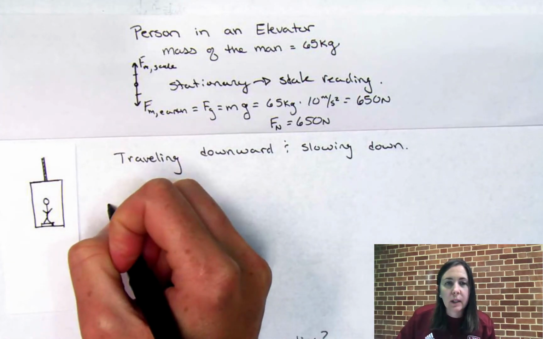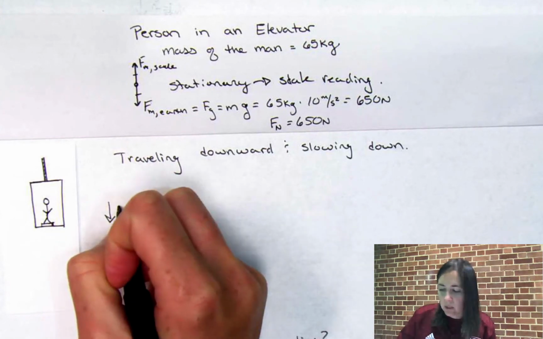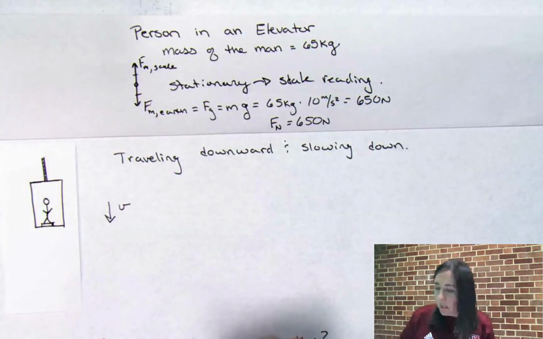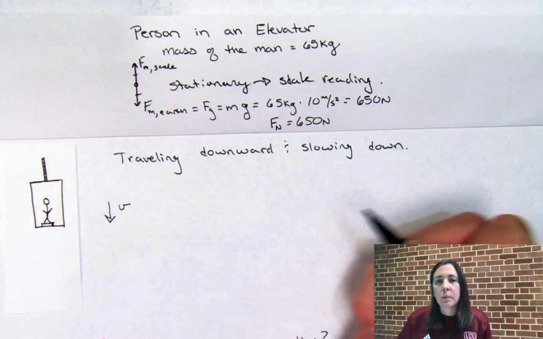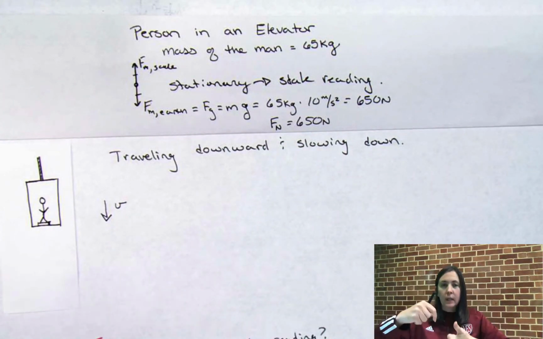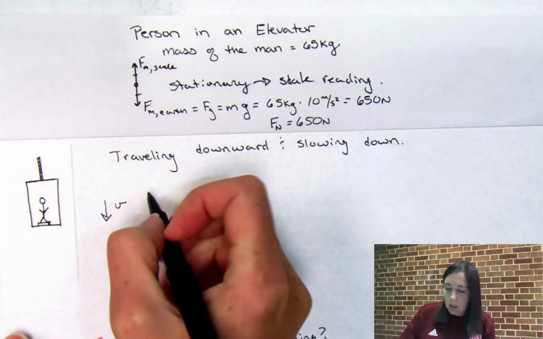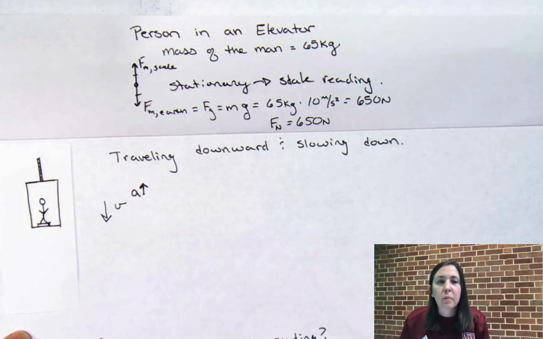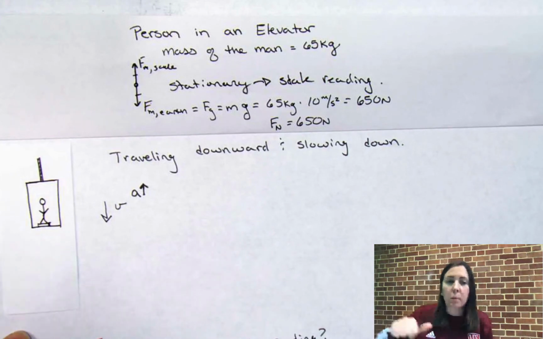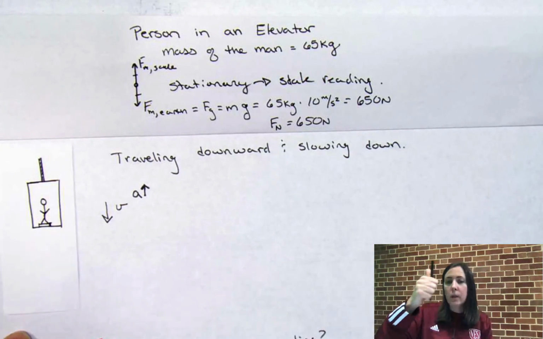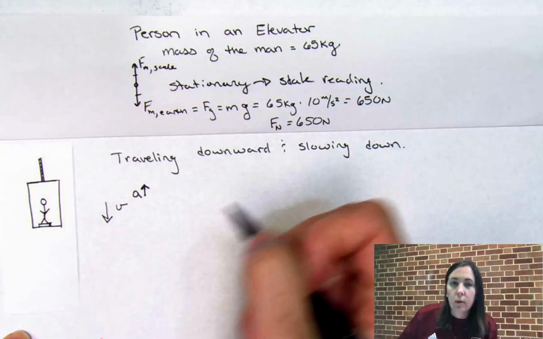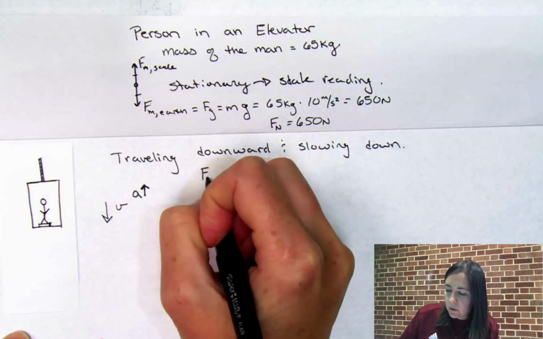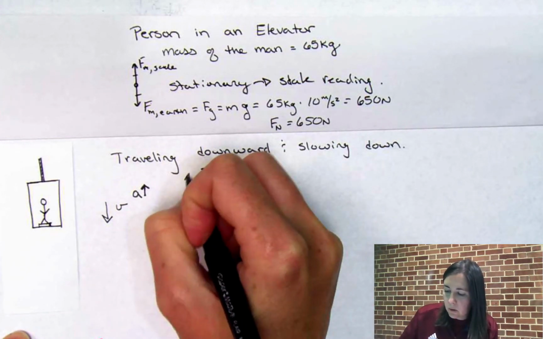So if I'm traveling downward, this is the direction that my velocity is in, downward. And if I'm slowing down, that means my acceleration is going to be in the upward direction. So if my acceleration is upward, then my net force is going to be upward.